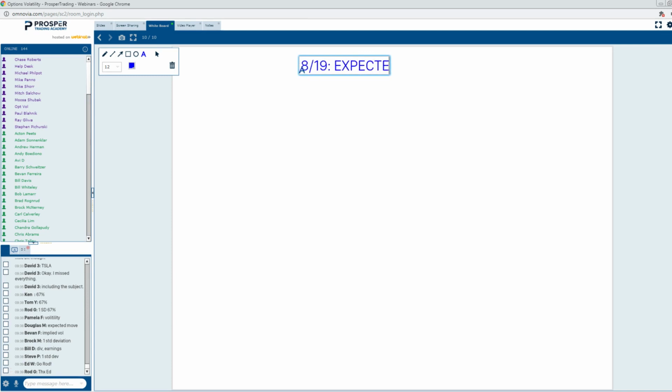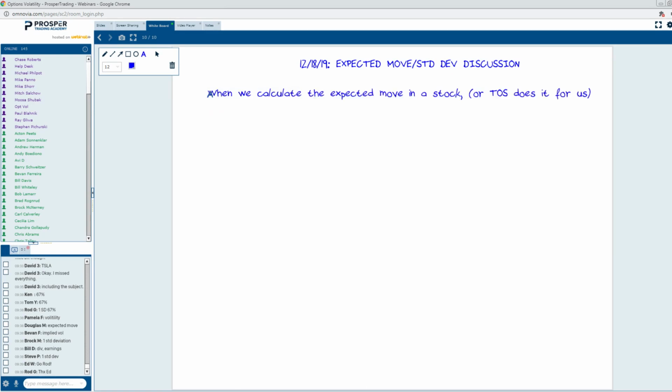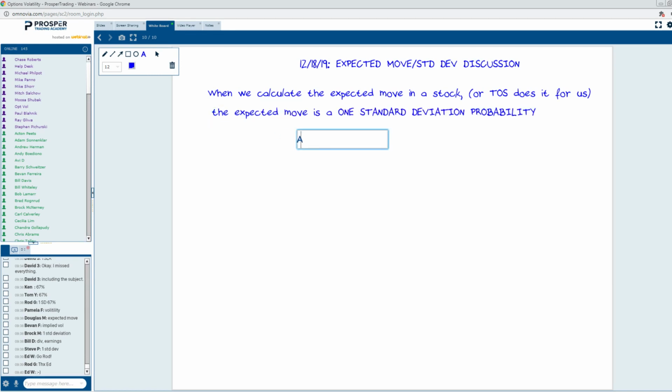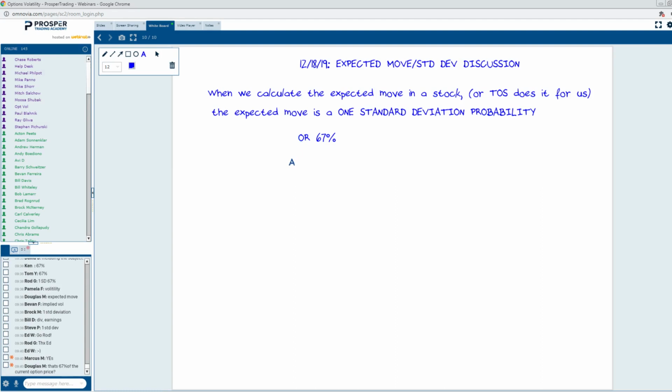We're gonna title this expected move standard deviation discussion. So when we calculate the expected move in a stock, or TOS does it for us, the expected move is a one standard deviation probability, or approximately 67%. Okay, does everybody understand that? Even you newbies out there, do you understand that? So when we are calculating an expected move, it's a 67% probability, mathematically.